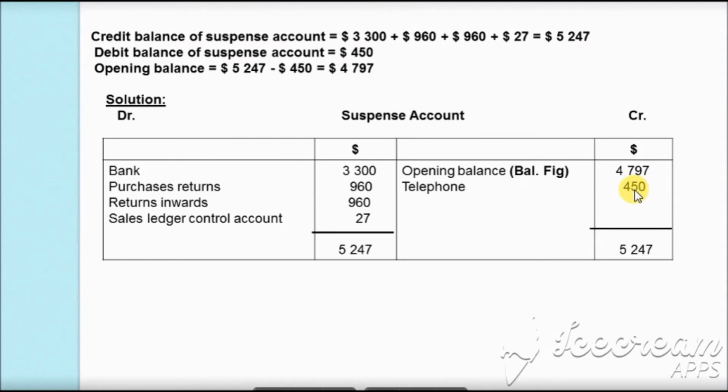and the telephone charges, which were debited when there was an error, and now we are crediting it as $450 to rectify this. And if you have not done this calculation, you can write all the debit side balances and total them up as $5,247. From there you subtract $450, and you will get the balancing figure of $4,797 as your opening balance. Then balance both sides, that is, total both sides. At the end, as all the errors have been rectified, there will not be any closing balance for the suspense account.